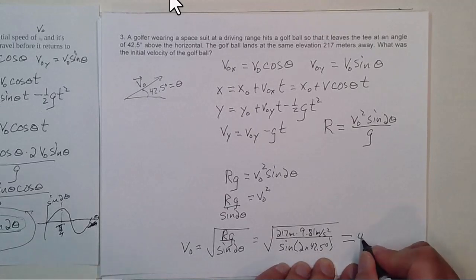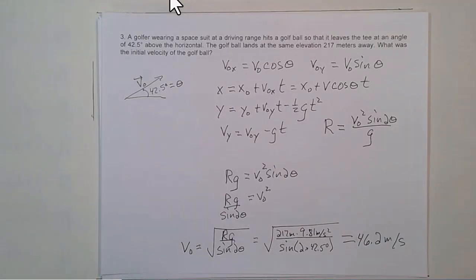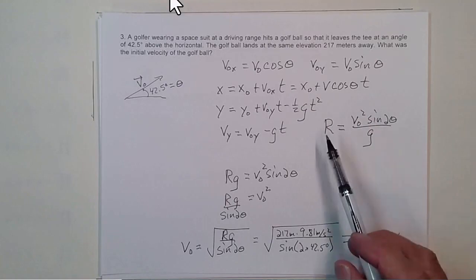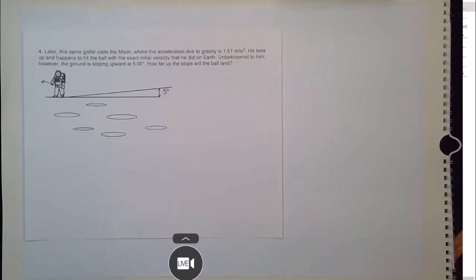46.2 meters per second. Maybe that was too easy once we had this formula. And you wouldn't have known about that, except there is a small subsection in the chapter on projectile motion. Toward the end, they do talk about the range of a projectile, and they will have developed that formula. Let's move on to the next problem, the golfer on the moon.